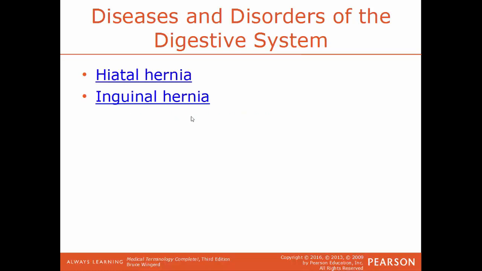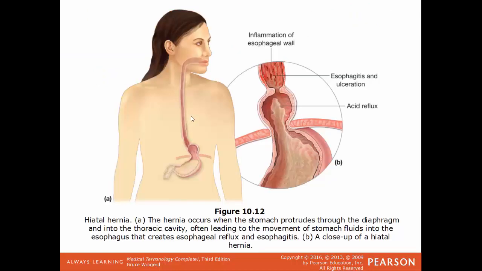Our next two terms are references to different types of hernias. The first one, hiatal hernia, is where you have an organ, usually the stomach, that will protrude through the esophageal opening of the diaphragm. And an inguinal hernia is when the intestines will poke through or protrude through a weak spot in the abdominal muscles. Alright, in this image we have an example of a hiatal hernia, where the stomach will protrude out through the esophageal opening through the diaphragm.